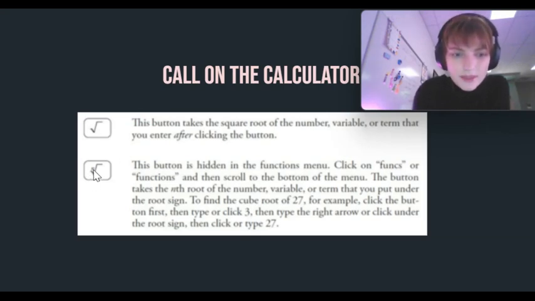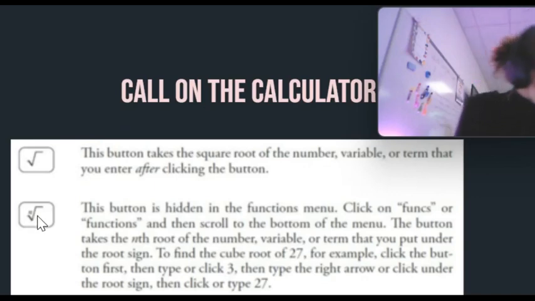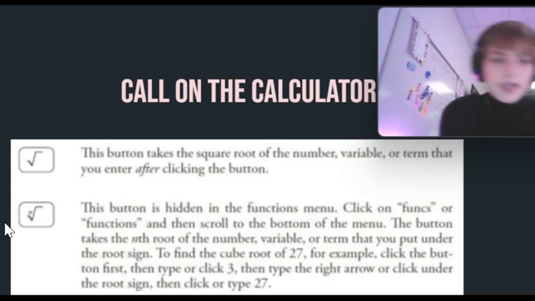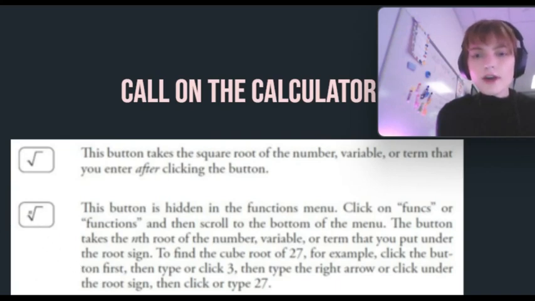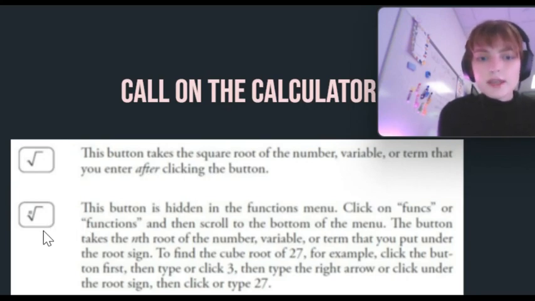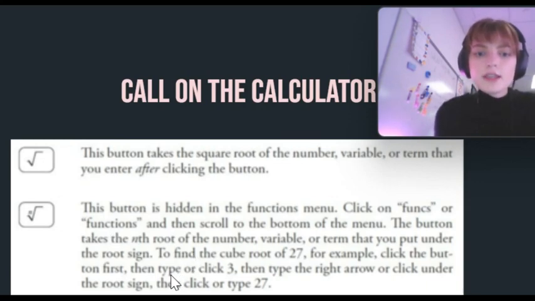There's a second button that looks very similar, but it has an N in front of it. It's a bit more hidden. So in order to find it, you have to click on Functions and then scroll to the very bottom of the menu. The button takes the nth root of the number, variable, or term that you put under the root sign. To find the cube root of 27, for example, click the button first, then type or click 3, that's our cube, then find the right arrow or click under the root sign, then click or type 27.